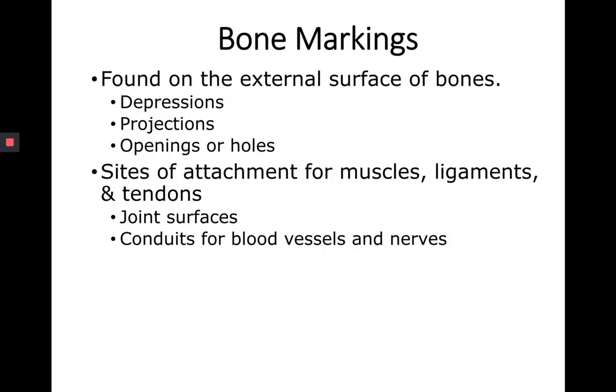Next, we're going to look at bone markings. So there are different depressions and projections and openings or holes. Don't spend too much time on this. Your lab class will test this more, but you should have a general idea about bone markings, so the term itself shouldn't catch you off guard. You would find certain bone markings at the sites of attachment for muscles and ligaments, maybe the ends of long bones. So joint surfaces and areas that are conduits for blood vessels and nerves are great locations to find bone markings of these bumps, depressions, or projections.